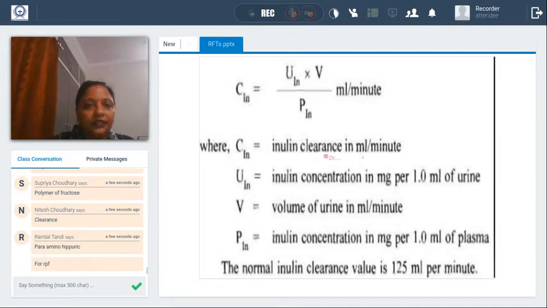For inulin clearance, we can see the formula here. C inulin is equal to U inulin into V upon P inulin, in ml per minute. You already knew this. This is the inulin clearance in ml per minute. U means inulin concentration in milligram per 1 ml of urine. Likewise, you can see the units of U inulin and P inulin are the same. V is the volume of urine in ml per minute, and the normal inulin clearance is 125 ml per minute.